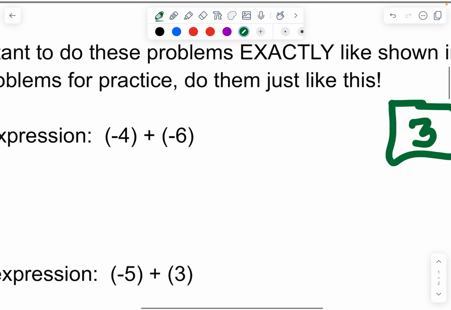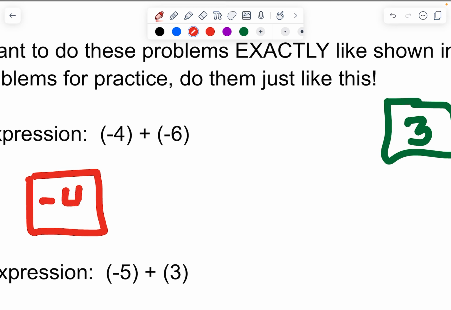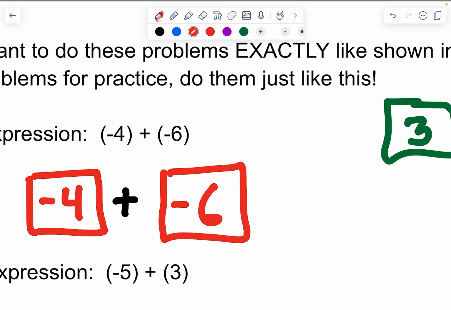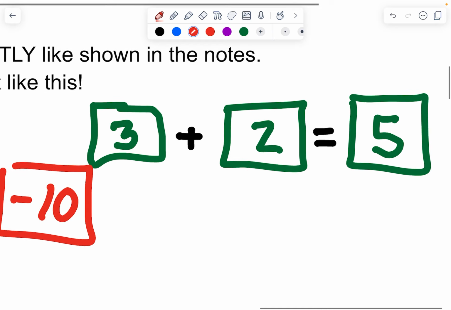Let's move on to something like this. When I have a negative 4, I'm going to make it red, and I am going to add a negative 6. So when I have a red 4 and I add a red 6, I end up getting a negative number, and that gives me a negative 10. So the whole idea is that if I add 2 negatives together, I'm going to get a negative number, and when I add 2 positives together, I'm going to get a positive number.